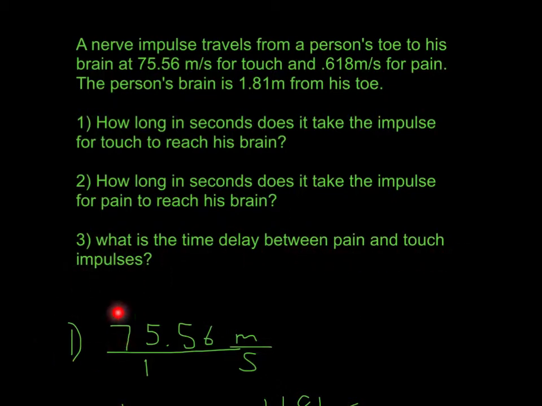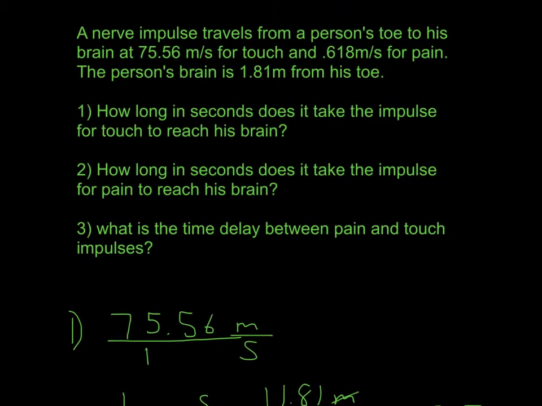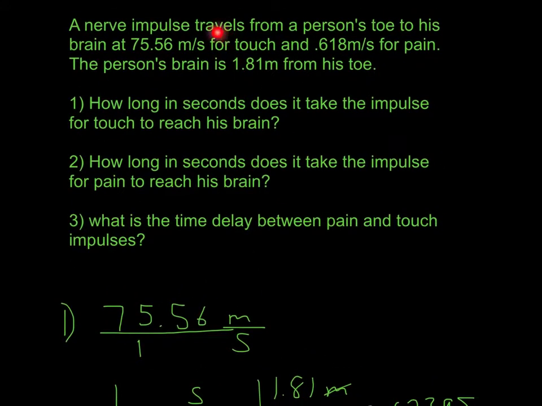So for the first problem, all you have to do is just convert the units. It says how long in seconds. They ask you for touch, so you look at the information just for touch, and then you look at what they want. They want how fast this is going to their brain. So you can do dimensional analysis for this. All I did was write this piece of information down here, and the other piece of information we'll need is 1.81 meters.